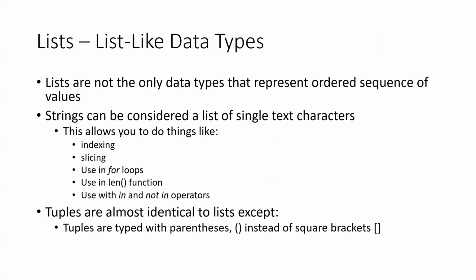There are list-like data types. So lists are not the only data types represented in an ordered sequence. Strings can also be considered a list of single text characters. That allows you to do indexing and slicing, like we talked about earlier. You can use them in for loops, len, etc. Tuples are almost identical to lists, except tuples are typed with parentheses instead of square brackets, and you cannot modify a tuple. This just reiterates what we talked about on the tuple side.